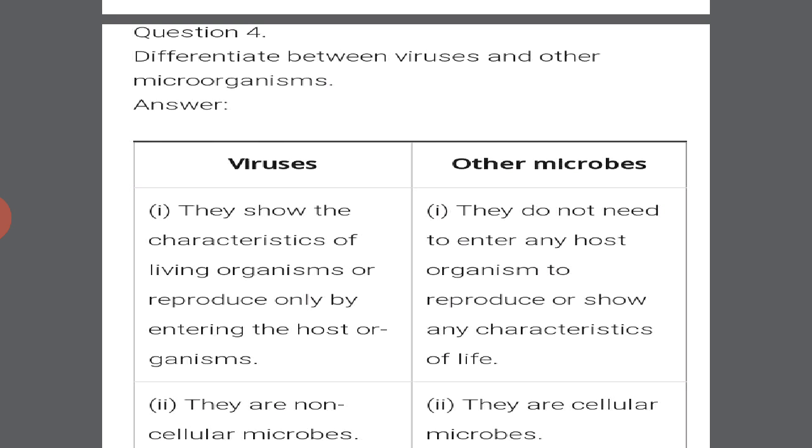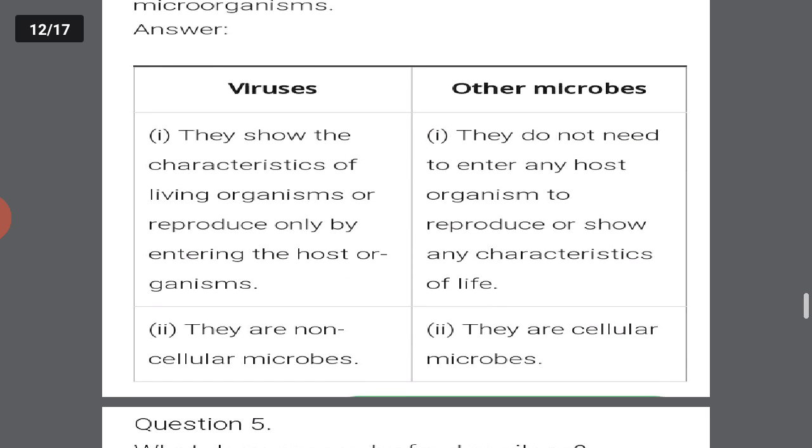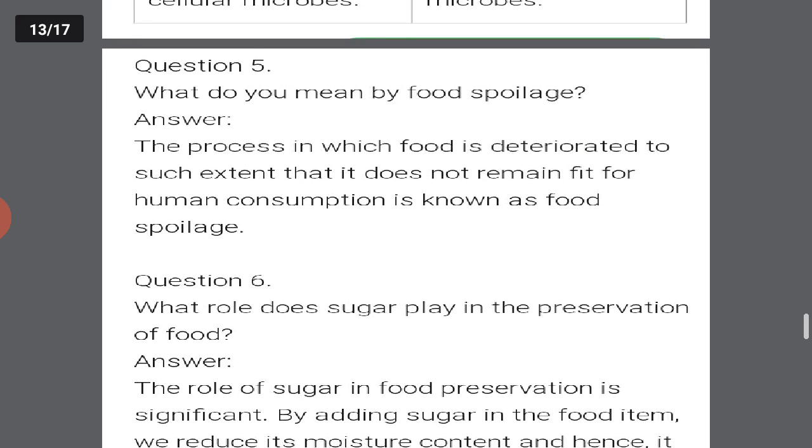Differentiate between virus and other microorganisms or microbes. Viruses show characteristics of living organisms only when they enter a host organism, and they reproduce only inside the host. Other microbes do not need to enter any host organism to reproduce. They show all the characteristics of life. Second difference is that viruses are non-cellular microbes but the others are cellular microbes. Okay, next question.